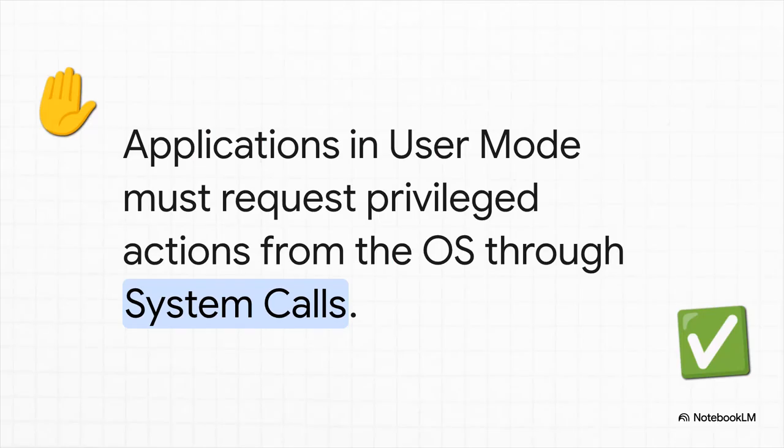So what happens if an app needs to do something that is privileged, like saving a file? It can't just do it on its own. Instead, it has to formally ask the OS for help. It does this by making what's called a system call. You can picture it like a program in user mode politely raising its hand and saying, "Excuse me, Mr. Kernel, could you do me a favor and save this file?" The OS then takes over, does the job for it in kernel mode, and hands back the result. It's a very controlled process.